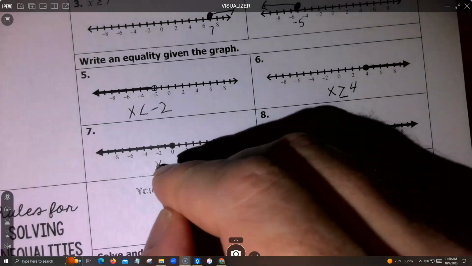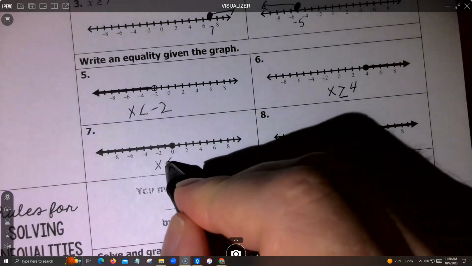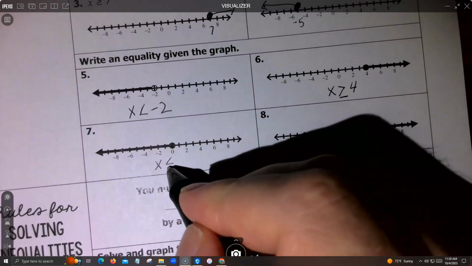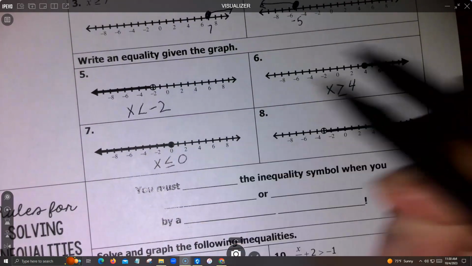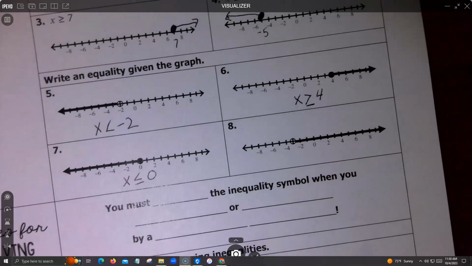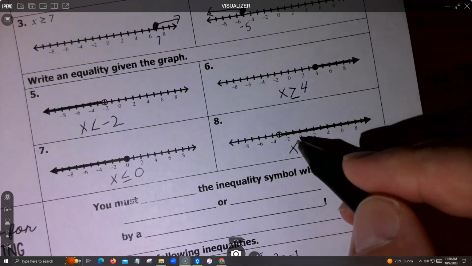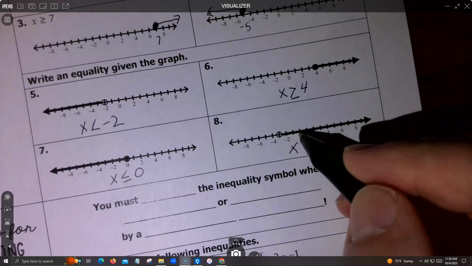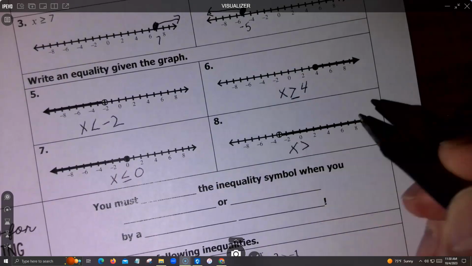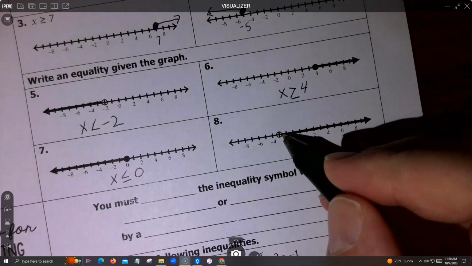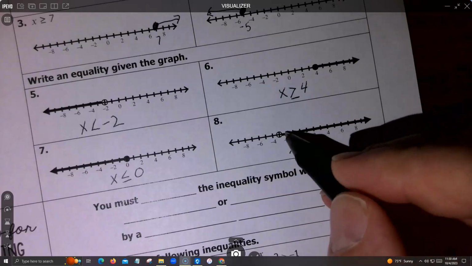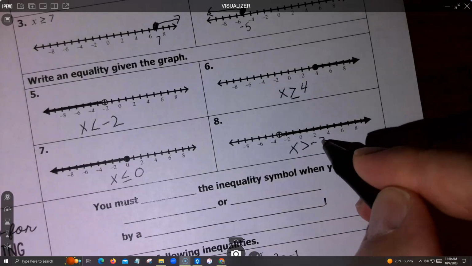Okay. X less than goes in the other direction. Dot is filled in. Equal to. And then 0 is the number I'm on. Okay, last one. Okay, I put an X down. I find my, okay, I'm going to the right, which is greater than. My dot is open, so I'm not going to put equal to, and it's bigger than, looks like -3.